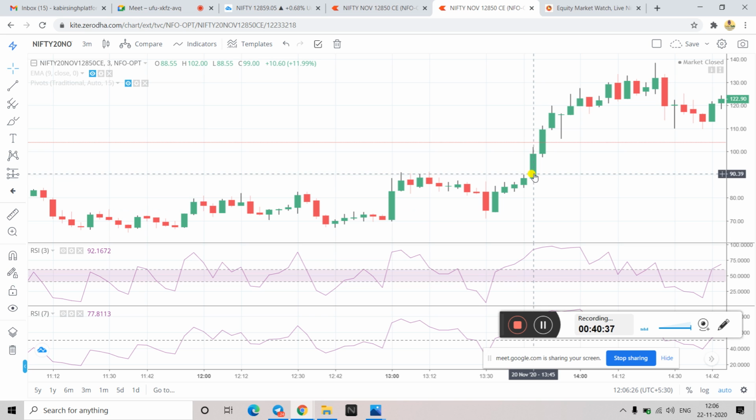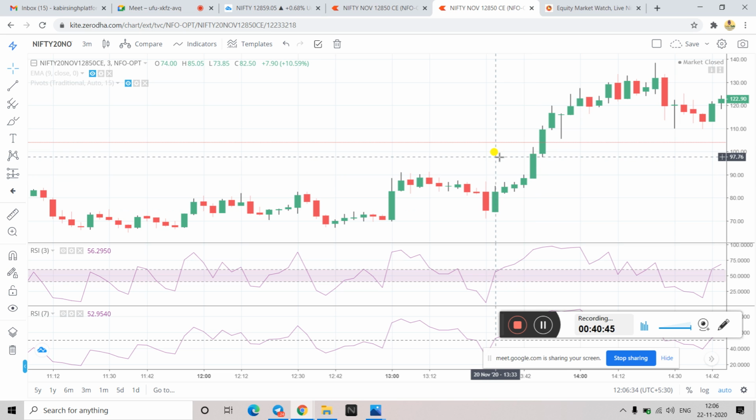All conditions are meeting: RSI 3 is above 60, and RSI 7 is above 50. Here one condition is not meeting, that is the RSI 3 value is 56.29. Generally both RSI conditions should be met, and you should get a block candle. And of course the NSE market should be one-sided, 70% on one side.